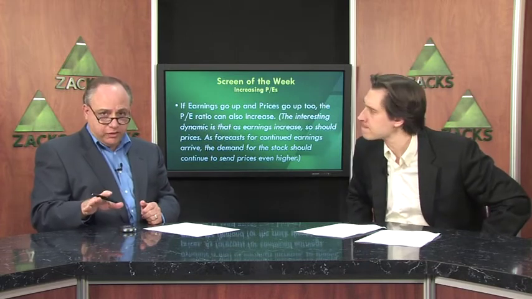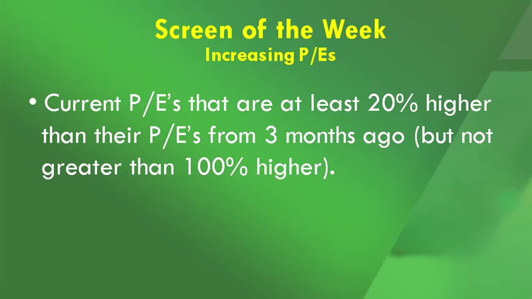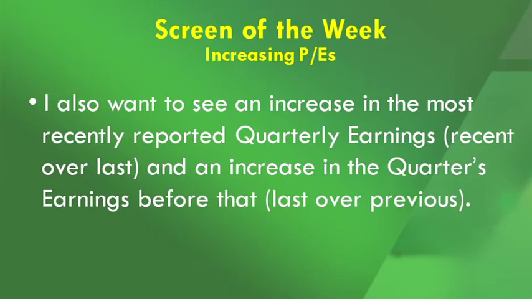All right. Believe it or not, there is a screen in all of this. So give us the parameters. Okay. First, what we're doing is we're looking for companies where their current PEs are at least 20% higher than their PEs from 3 months ago, but we are making sure that they are not 100% higher. So that's the limit. So more than 20%, but less than 100% higher. Okay? The next item is I want to see an increase in the most recently reported quarterly earnings, which is the recent over the last quarter. And then we also want to see an increase in the quarter's earnings before that, which is the last quarter over the previous quarter.